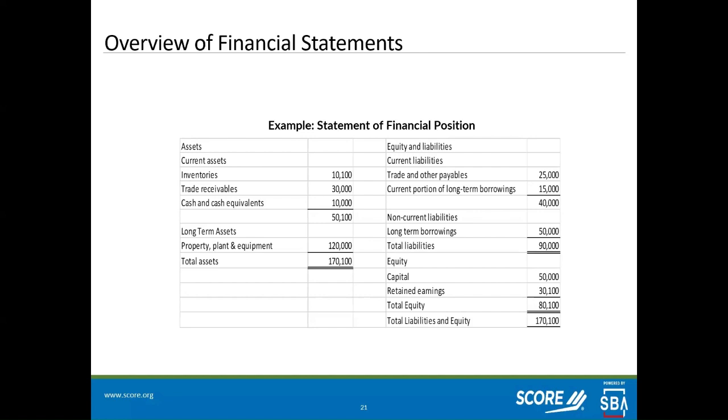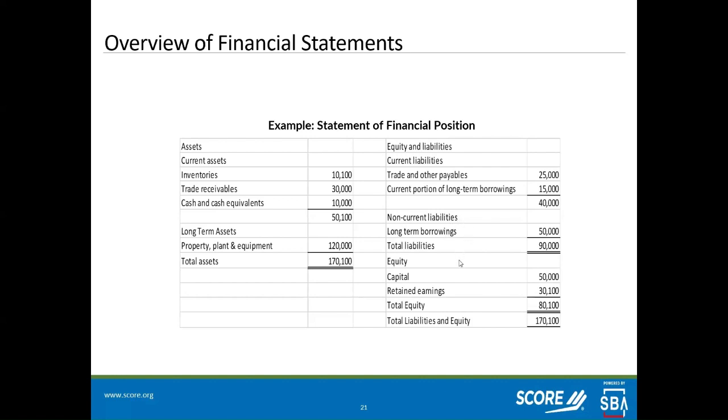And then whatever you have to pay over the balance of the loan is the long-term portion of that debt. So we see we have an entry in the short-term current portion, and then an entry in the long-term borrowings, and that's the only long-term. So we have total liabilities.